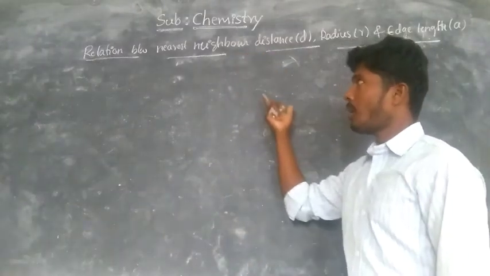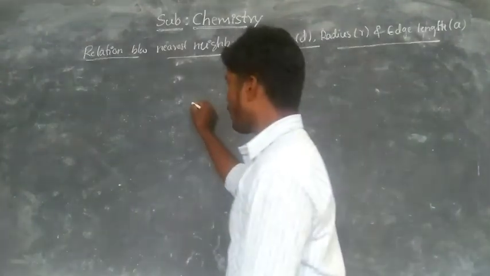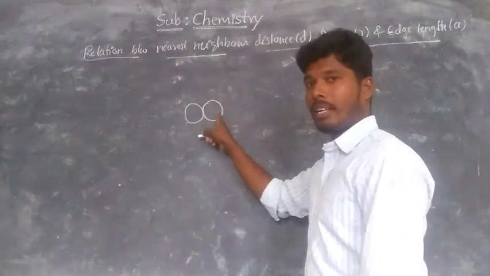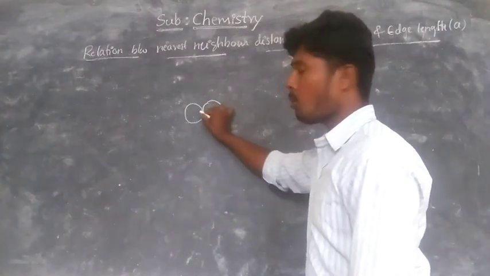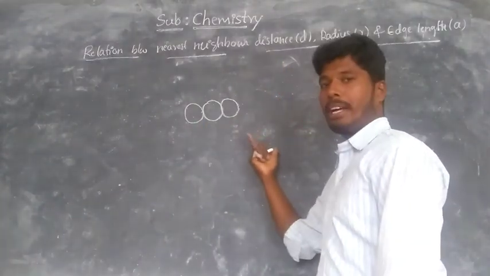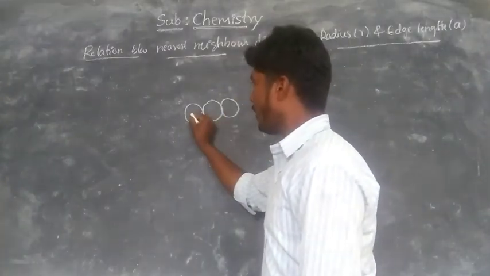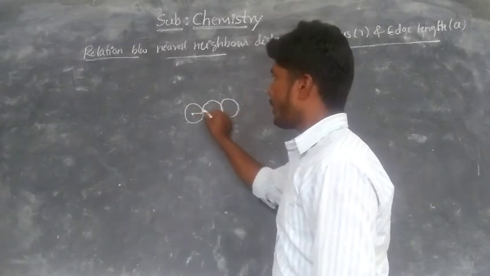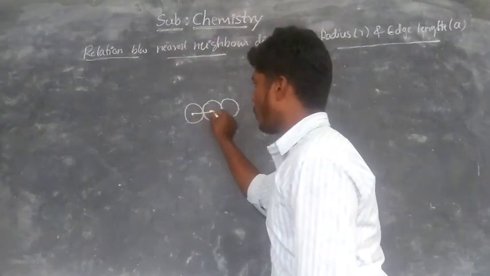In a solid crystal, the atoms are spherical in shape and are adjacent to one another, closely interconnected, like that in a row. Now observe here, the nearest neighbor distance is the distance between the centers of two adjacent atoms. This distance we call d.